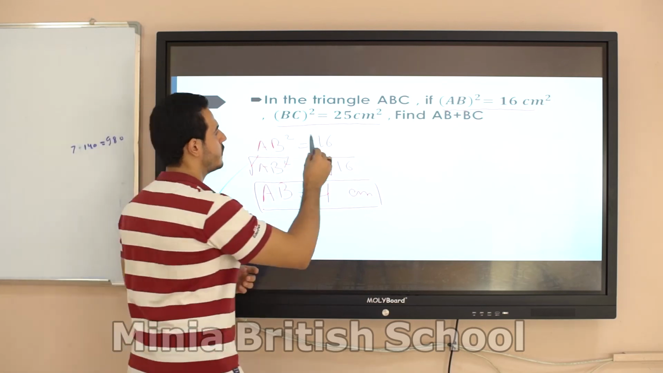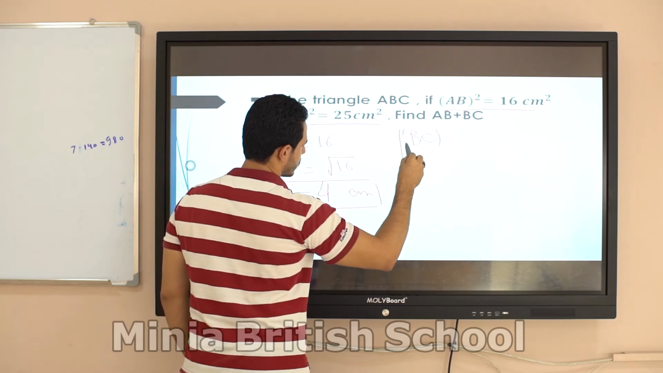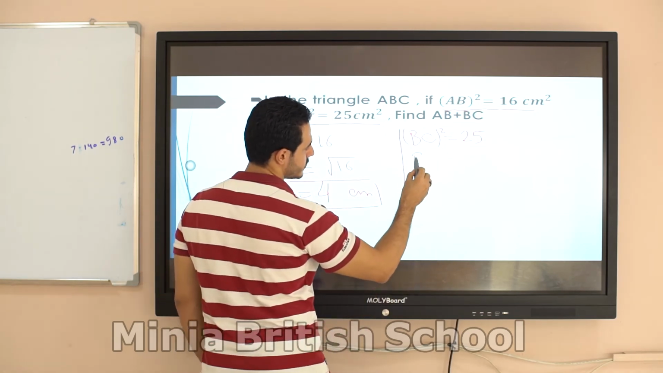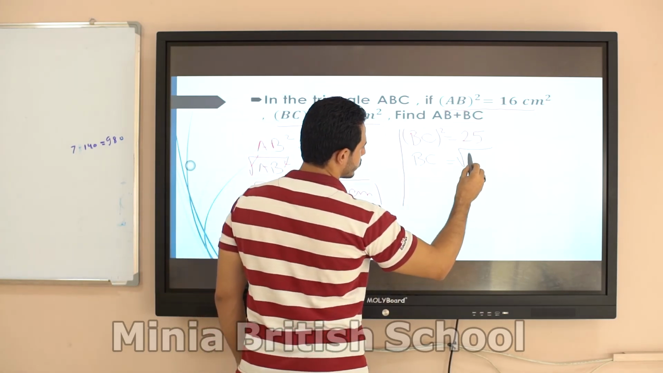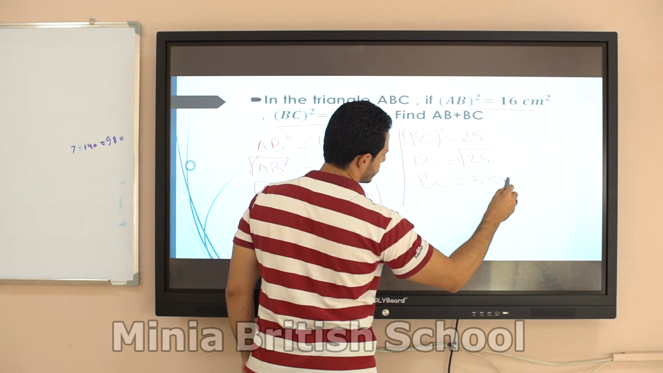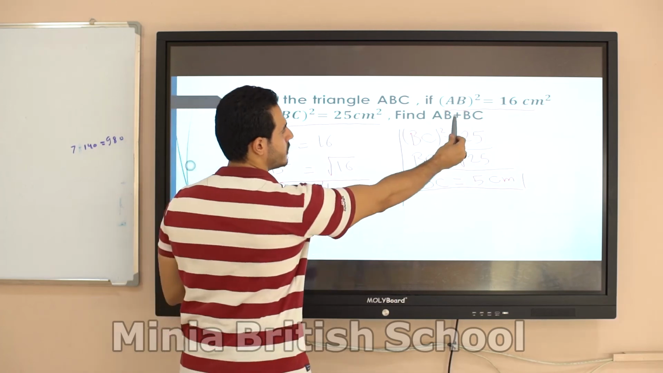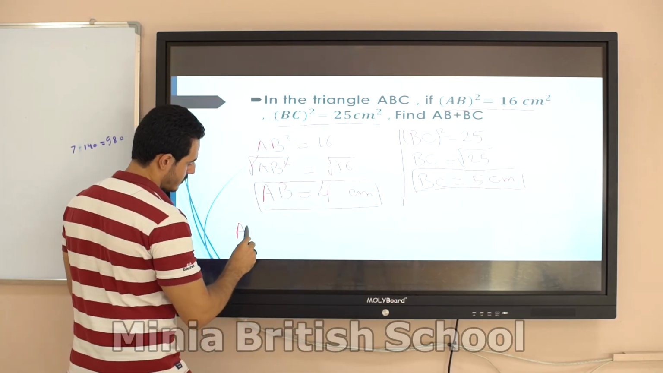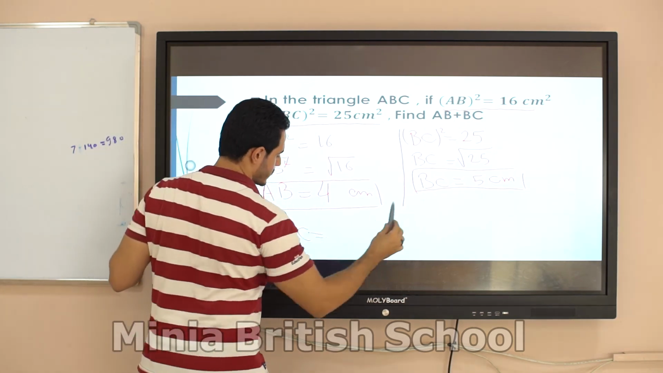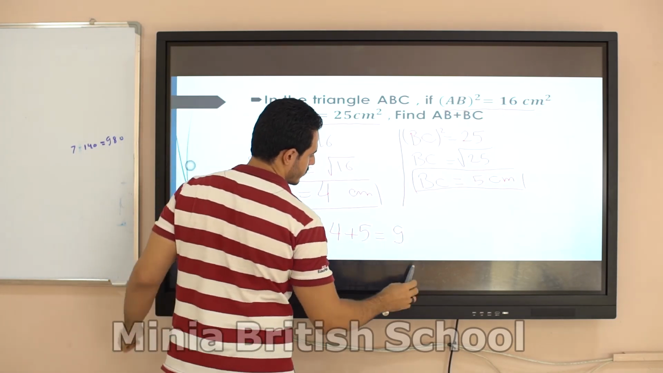Okay, now let's find BC. BC square equals 25. So BC equals square root of 25. So BC equals 5 centimeters. Now I can find AB plus BC. AB plus BC equals what? Equals 4 plus 5 equals 9 centimeters.